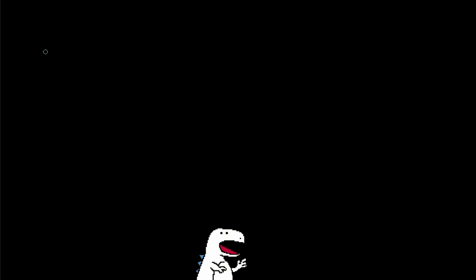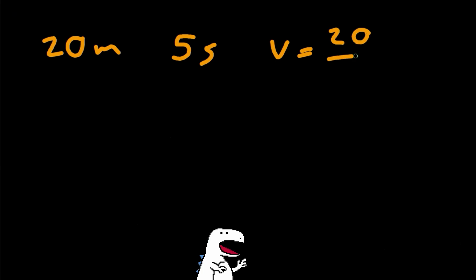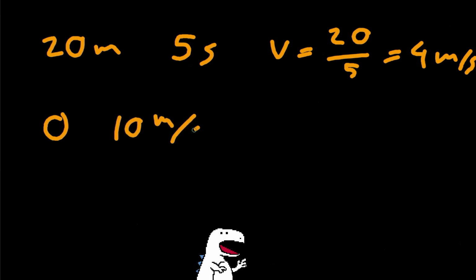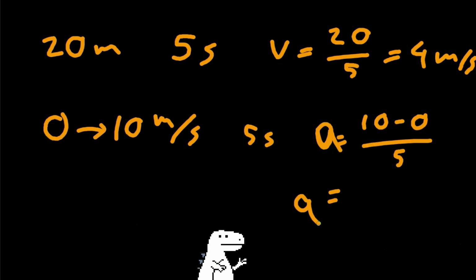Next up, let's talk about calculating velocity and acceleration. So if an object moves 20 meters in 5 seconds, then velocity will be equal to 20 over 5, which would be equal to 4 meters per second. If velocity changes from 0 to 10 meters per second in 5 seconds, then our acceleration will be 2 meters per second squared.